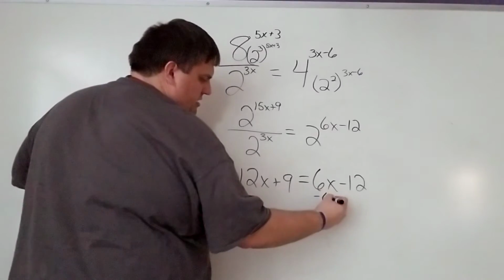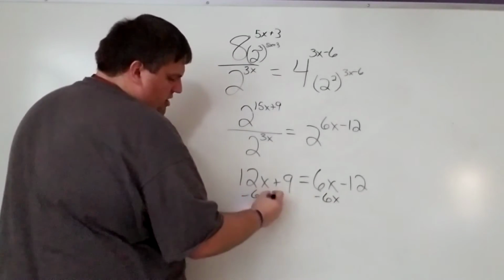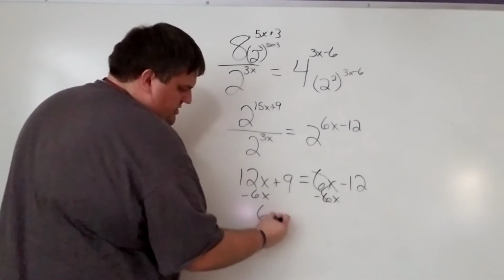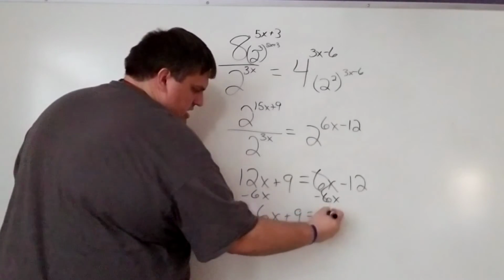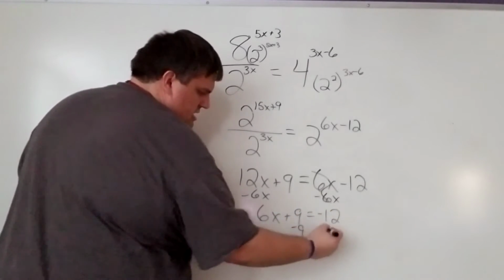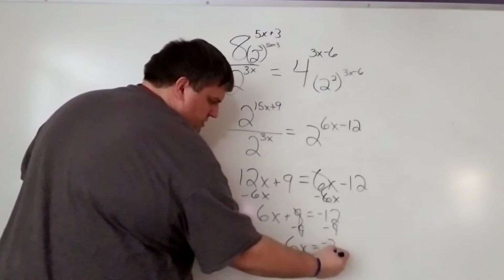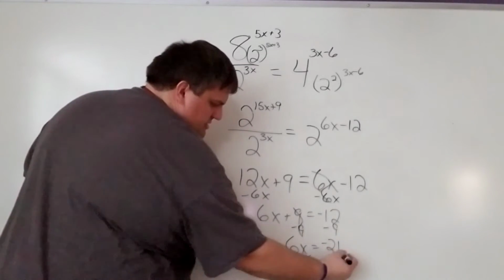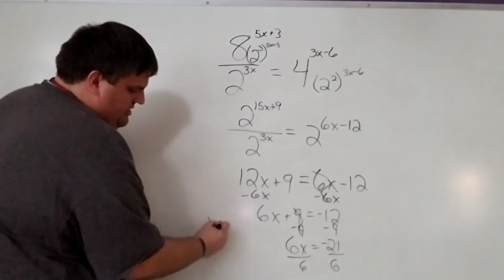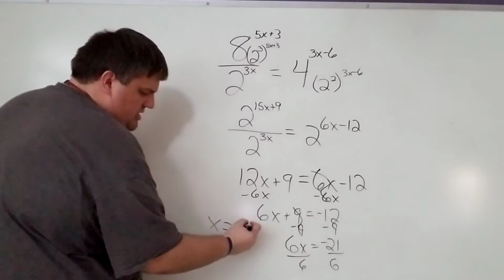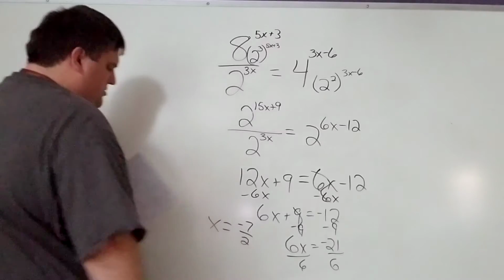And then from there, we can just finish it out with some solving, right? So 6x plus 9 equals negative 12, minus 9. 6x equals negative 21, and then divide by 6. That looks like it's simplified. 3 goes into both of those. Negative 7 over 2.